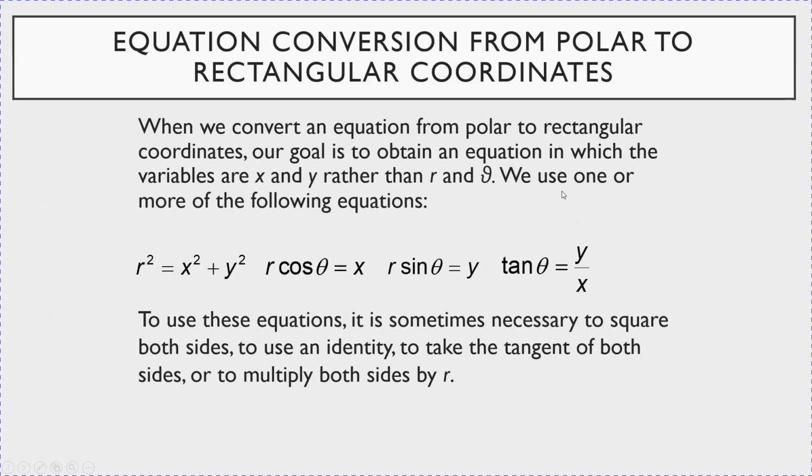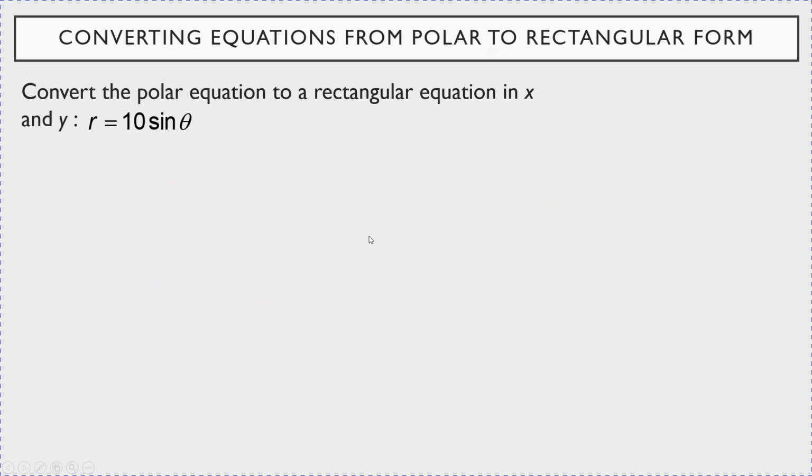Okay, so let's talk about what we've done, right? We've squared both sides, we've used an identity, we've taken tangent. Now let's talk about an example where you have to multiply both sides by r. All right. So I have this. Let's convert the polar equation to a rectangular equation in x and y. And this is where r is equal to 10 times sine of theta. Okay. So multiply both sides by r. So I have r times r is equal to r times 10 sine of theta.